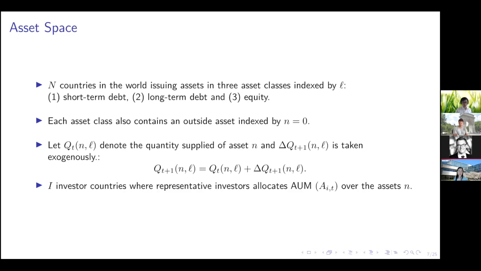Just a brief note here, the Q, because we're often going to be thinking about prices of assets as market to book ratios within our framework, Q you might want to be thinking about already as a book value of an asset. There are going to be I investor countries in the world where representative investors are allocating AUM-A over all these available assets to purchase, N assets, as well as the L asset classes.